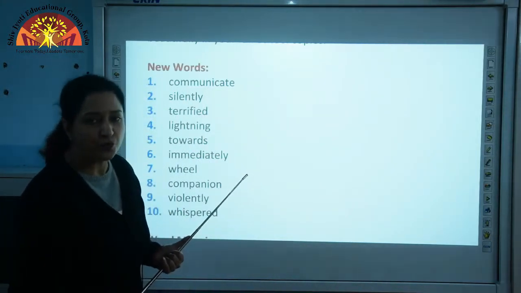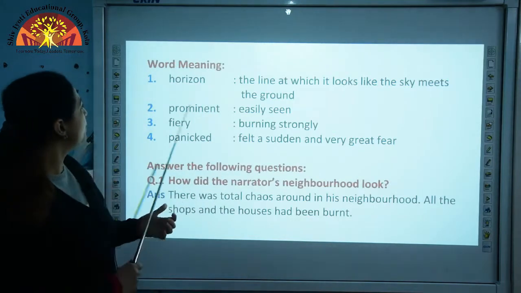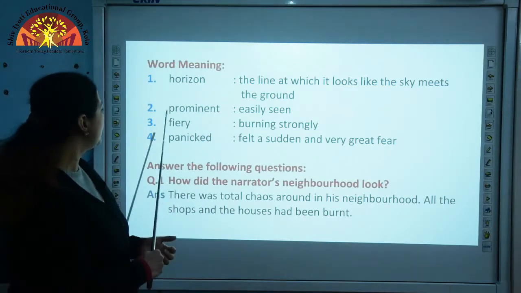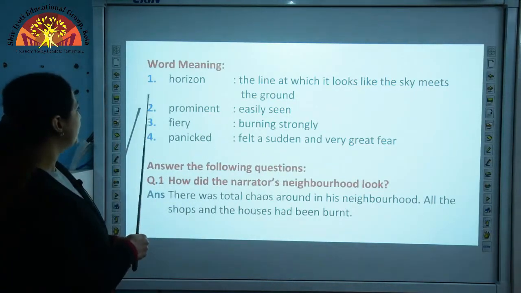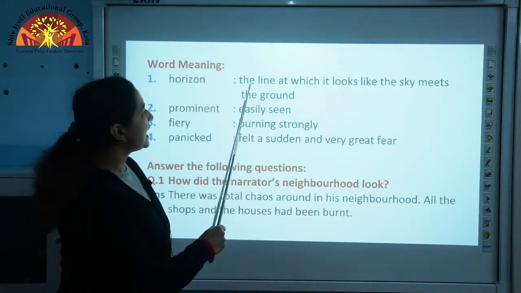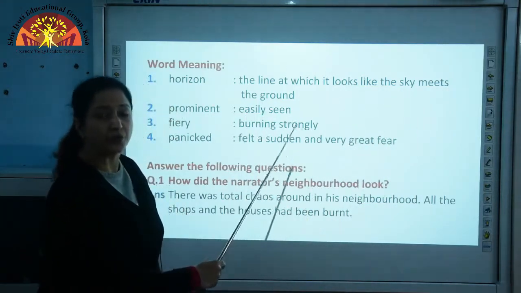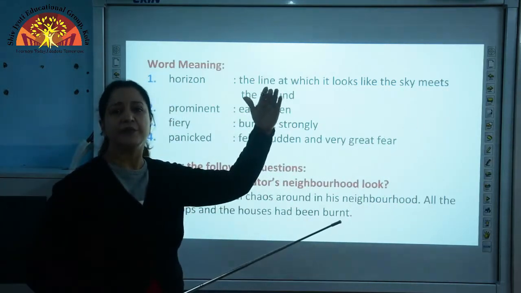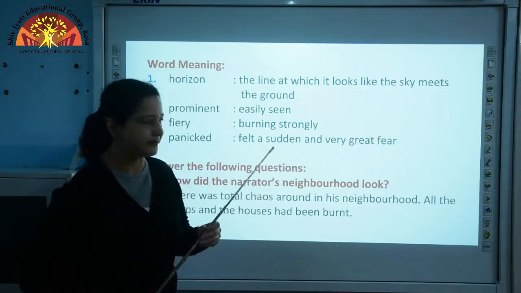So these are the new words. Now I think these new words are very clear to you all. Now moving further to word meanings. So here are 4 words with their meaning. Let's start with number 1. Horizon. Horizon, the line at which it looks like the sky meets the ground. Where the sky meets the ground. That line is called horizon.